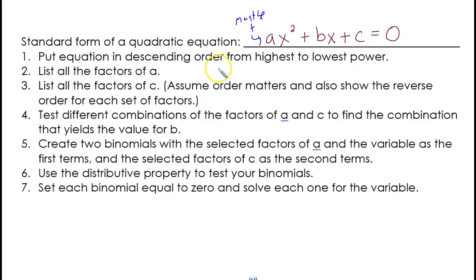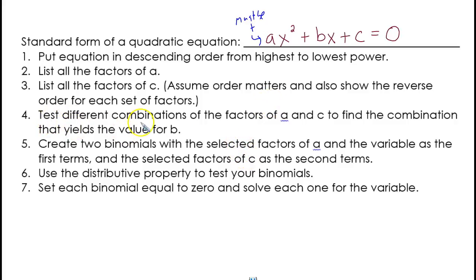So first, put the equation in descending order from highest to lowest power, starting with x squared, then x, then the constant. We're going to see in a second how this works out. Then list all the factors of a, then list all the factors of c. Assume that order matters, and also show the reverse order for each set of factors. When we have an a of 1, the order isn't as important because the first part is always x times x. But here we're going to have maybe 2x times x or 3x times x or something like that, where the order is going to matter because when you multiply by 3, it's different than multiplying by 1.